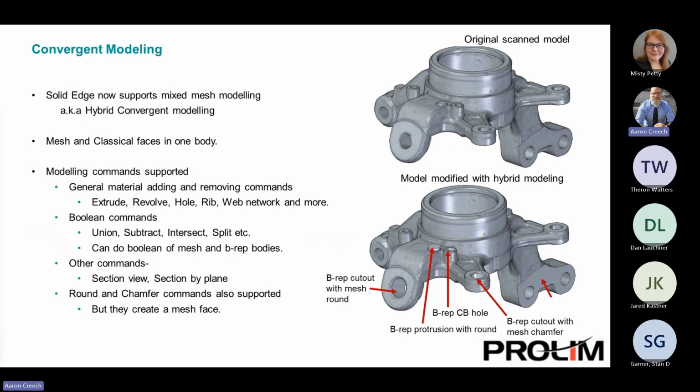But with that new convergent modeling concept, we now have the ability to work directly on those mesh bodies in the hybrid approach. So we can now use common material adding and removing commands like extrude, revolve, hole, rib, and many more, as well as section views and section by plane. This all pretty much eliminates 4 of those 5 steps in the previous workflow that we just reviewed. So talk about process improvement. That's the epitome of the term.